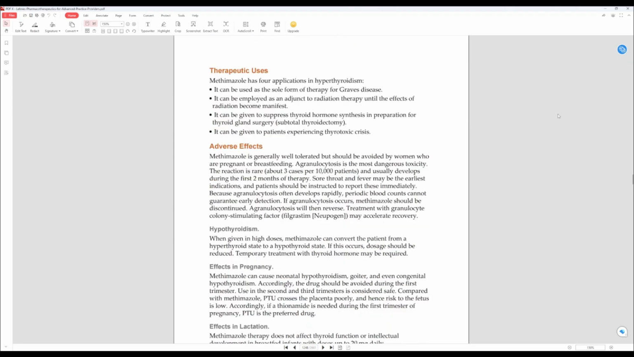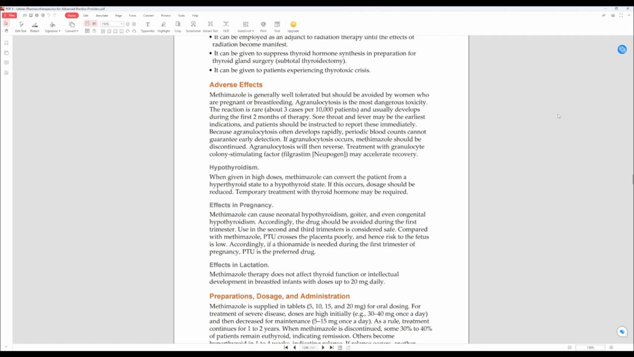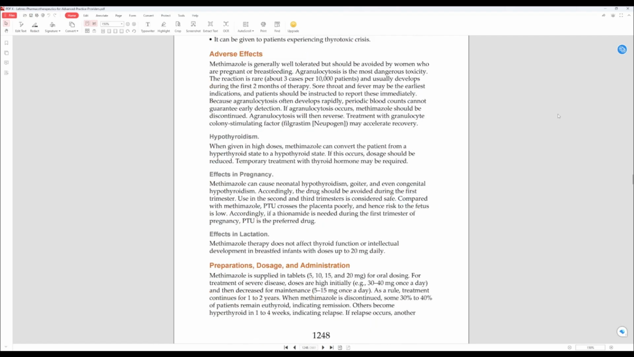Its therapeutic effects and uses. Methimazole has four applications in hyperthyroidism. It can be used as the sole form of therapy for Graves' disease. It can be employed as an adjunct to radiation therapy until the effects of radiation become manifest. It can be given to suppress thyroid hormone synthesis in preparation for thyroid gland surgery, so a subtotal thyroidectomy. And lastly, it can be given to patients experiencing a thyrotoxic crisis. However, again, as all good things come, there are adverse effects. Methimazole is generally well tolerated, but should be avoided by women who are pregnant or breastfeeding.